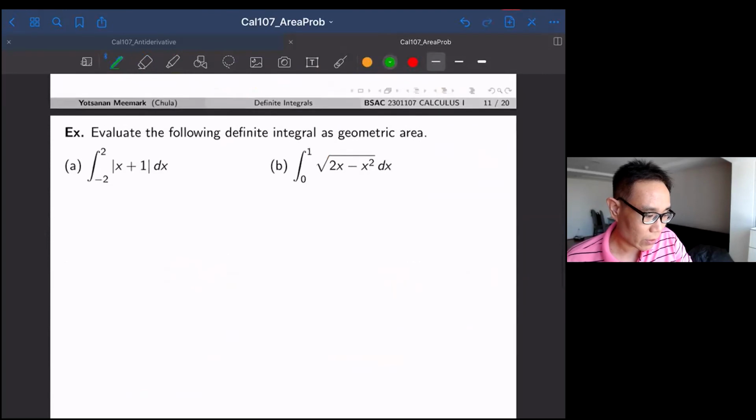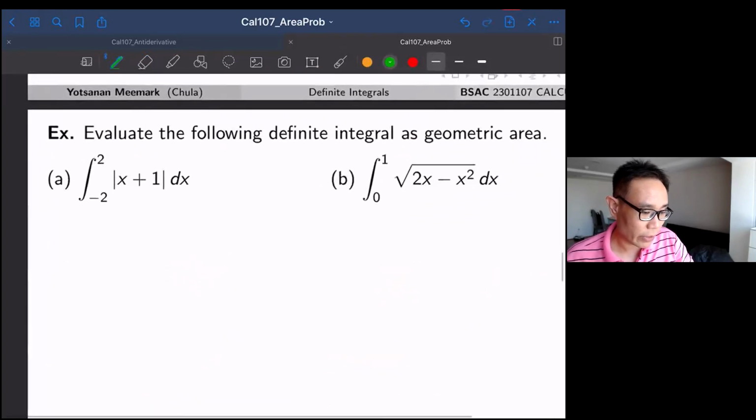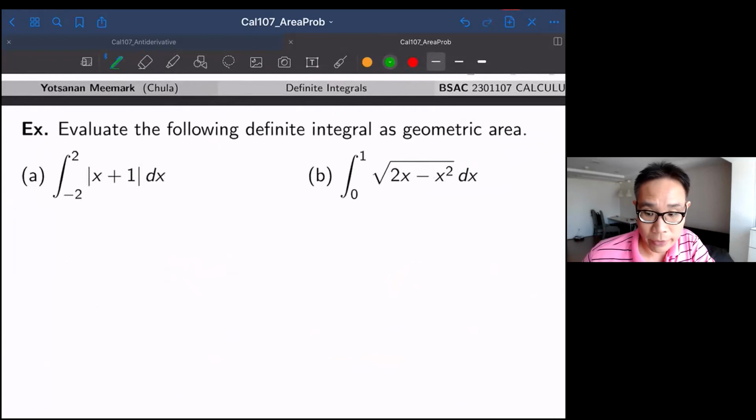Finally, let's evaluate the following definite integral as geometric area.